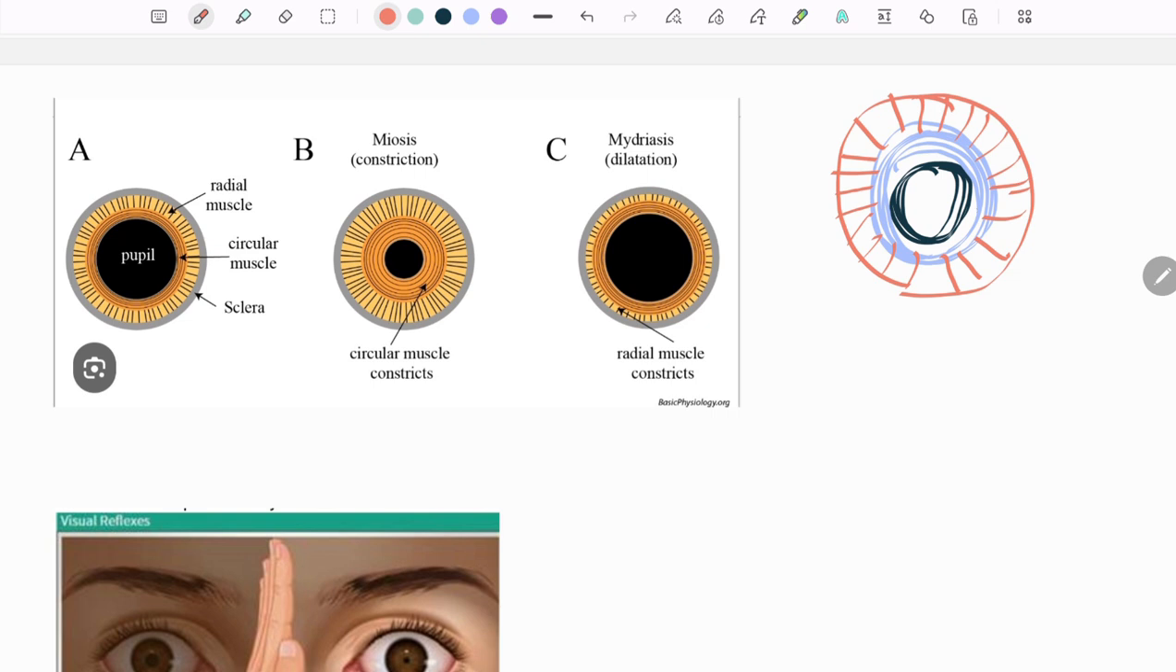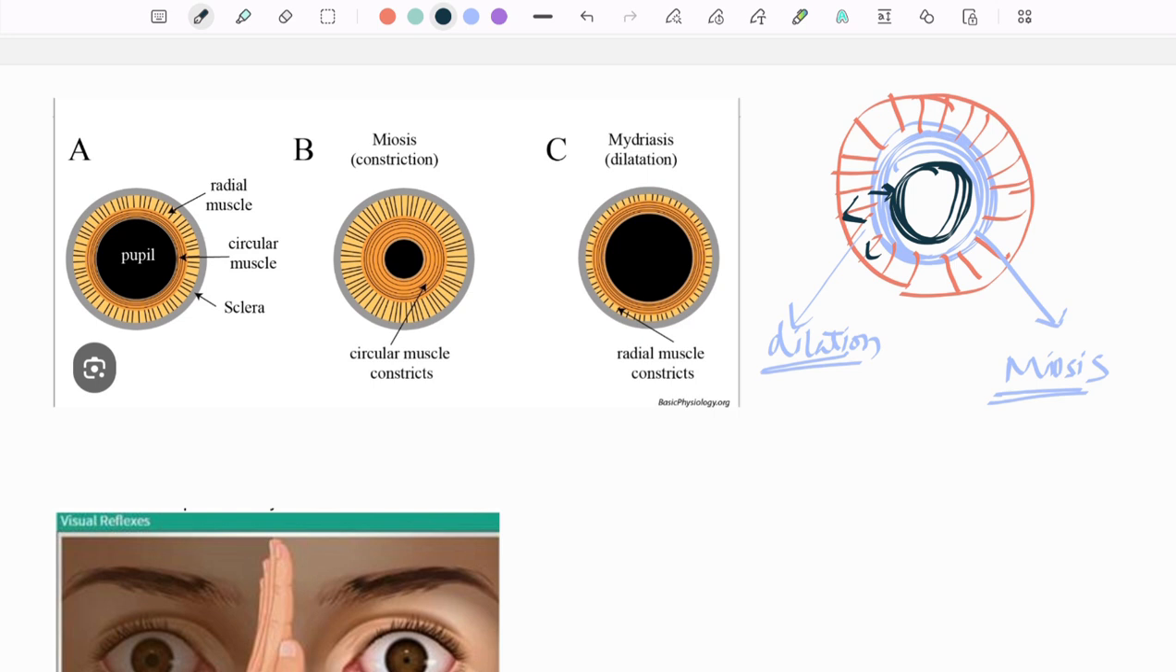And when this circular muscle constricts, this leads to miosis or the constriction of the pupil. When this radial muscle constricts, this leads to dilation or mydriasis. If you clearly observe the direction of the pattern, when the radial muscles constrict, they move in this direction, so the opening will be increased, whereas the circular muscles move in this direction, so the opening will be closed. So this is clear for every one of you.